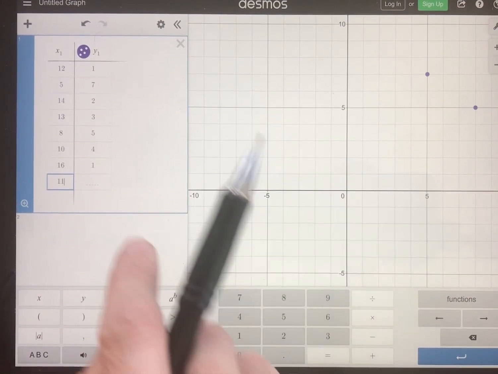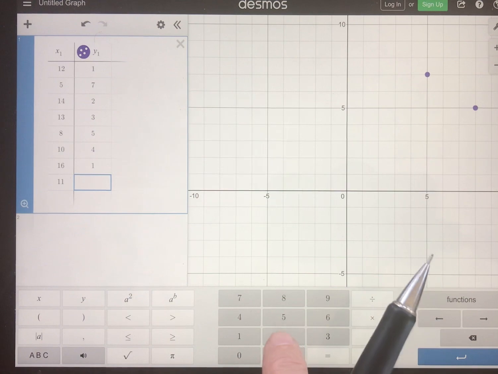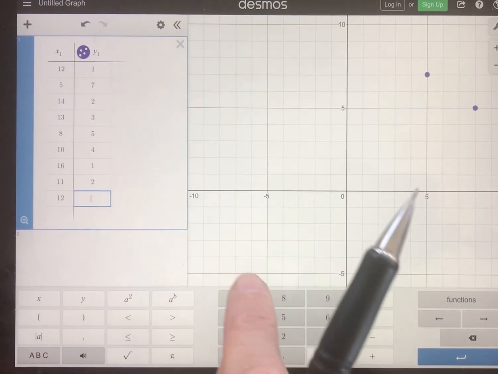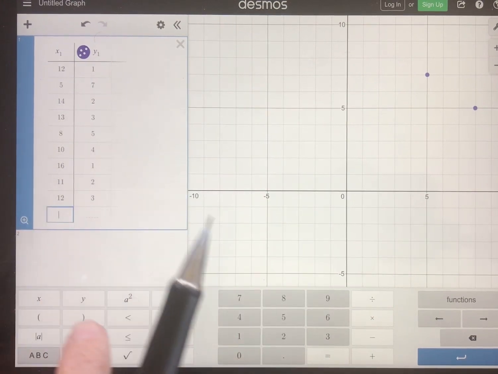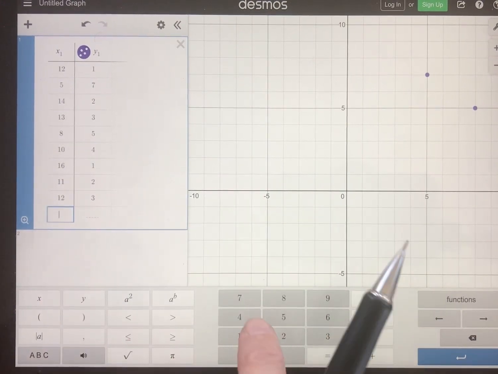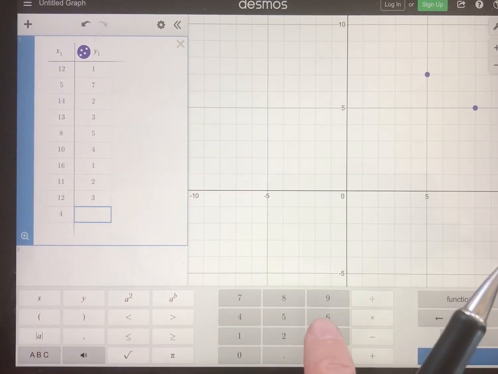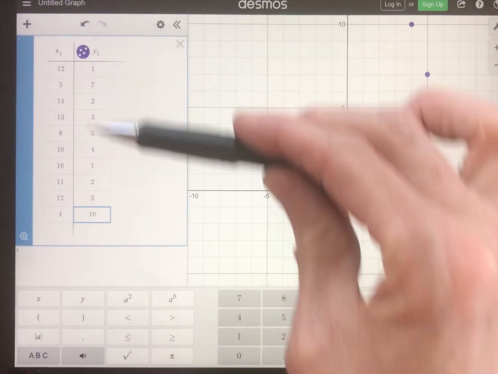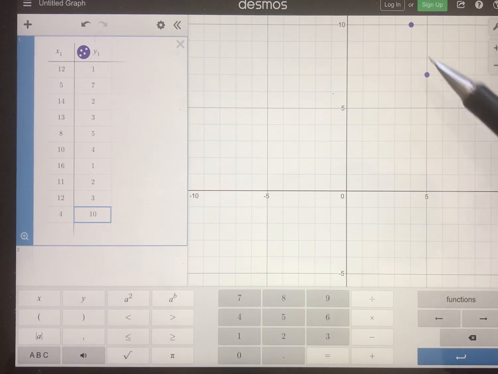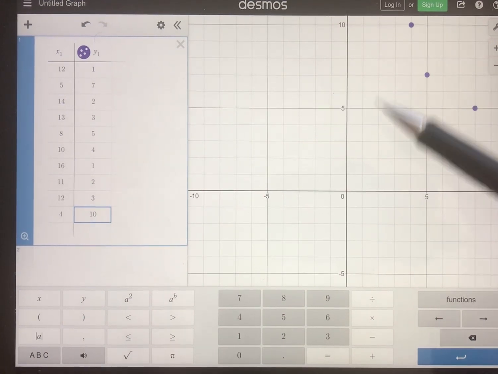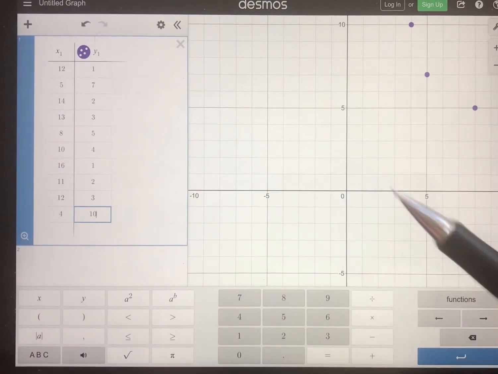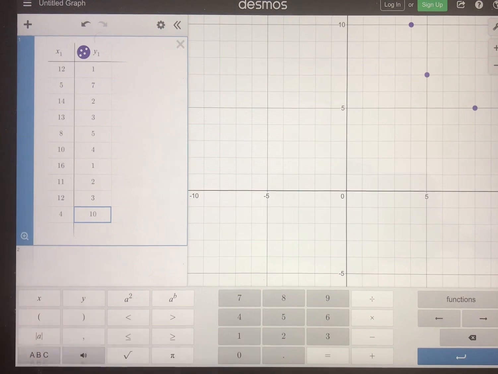H, 11 years of education with a score of 2. I, 12 years of education with a score of 3. And our 10th person, J, 4 years of education and a score of 10. Okay, so there are 10 data points, and we see some of them got mapped over here because we're only seeing the ones that fit. So let's again go back to this little magnifying glass with a plus sign to align our graph to our points.